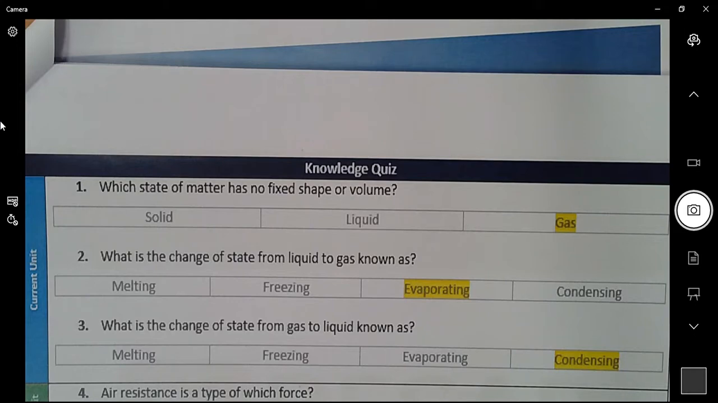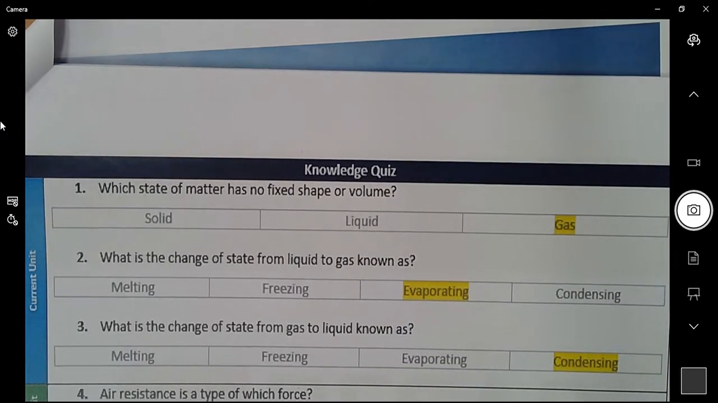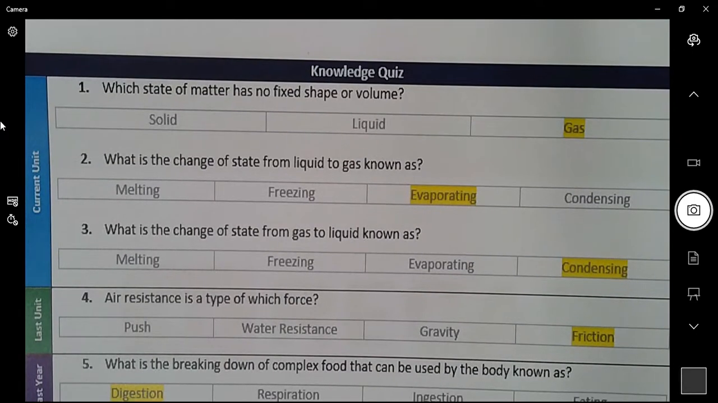Number 3, what is the change of state from gas to liquid known as? So if I have a gas and it changes to liquid, what happens? It's condensation or condensing happens. So give yourself a tick for that one. Okay, that was our current unit. That's what we're doing based on last week. Let's see how we got on with last unit.